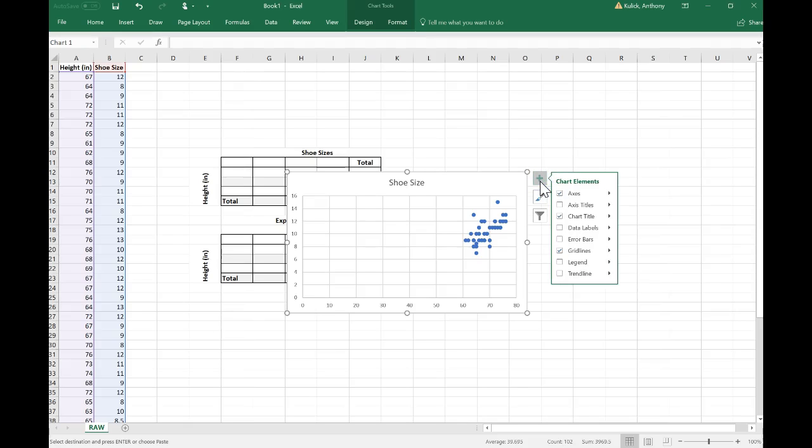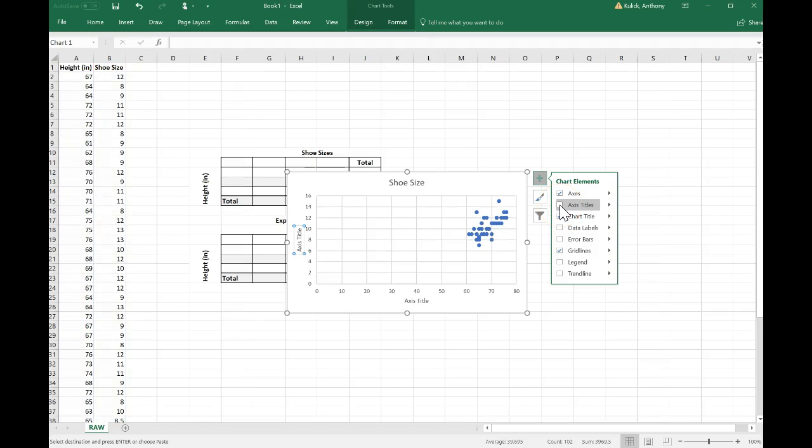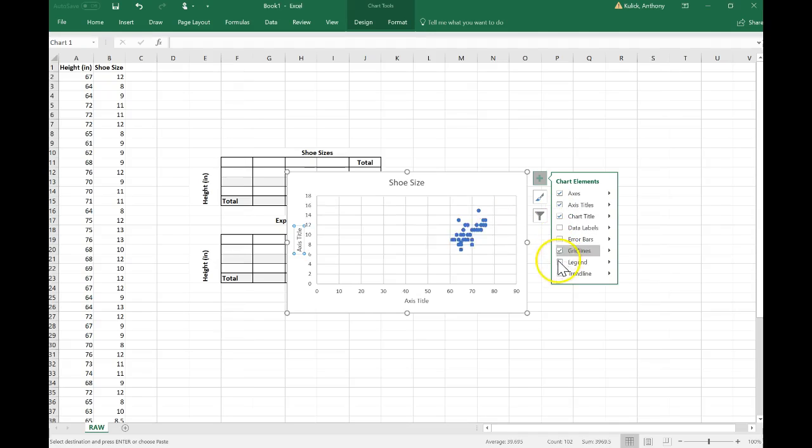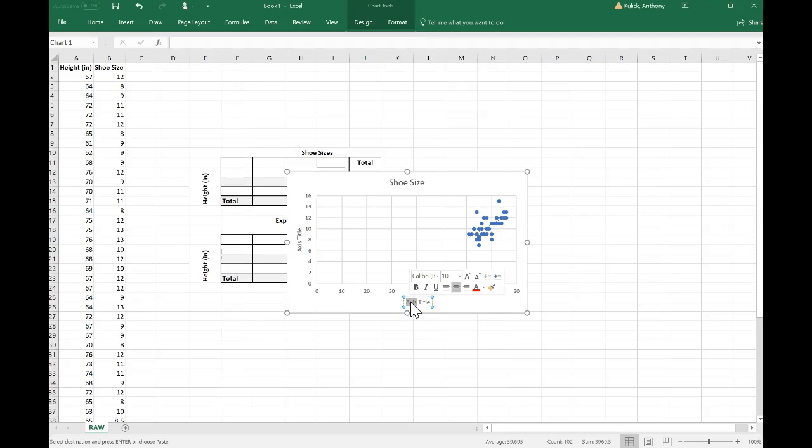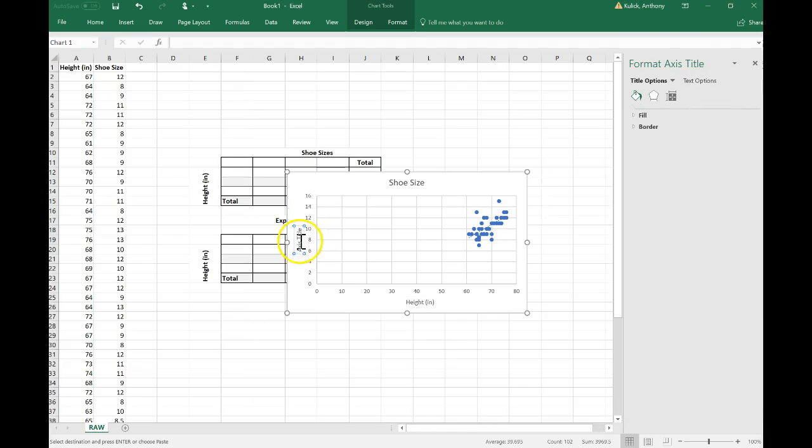If I click on this, I can add in something. So I'm going to add in some axis titles, and I'm going to add in a trend line. I don't think I need a legend here for that. Okay. So for this axis title, this was my height. Notice I just double-clicked on the title to be able to type in there.